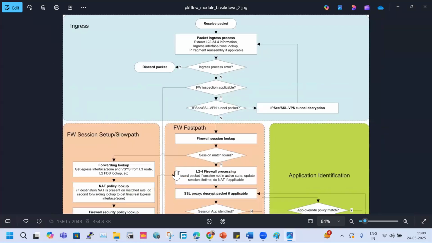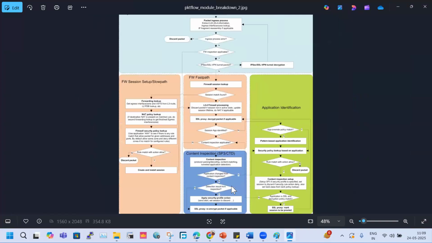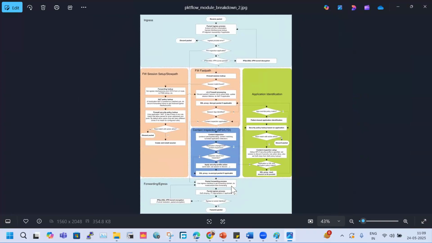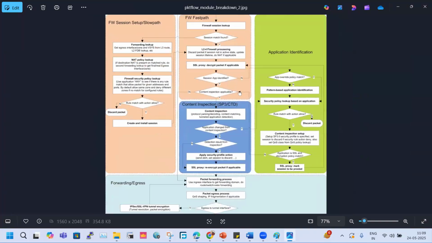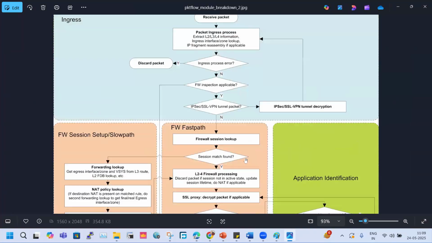Now, guys, sorry, I have one question. After tunnel decryption, it will go again to the packet ingress process, correct?